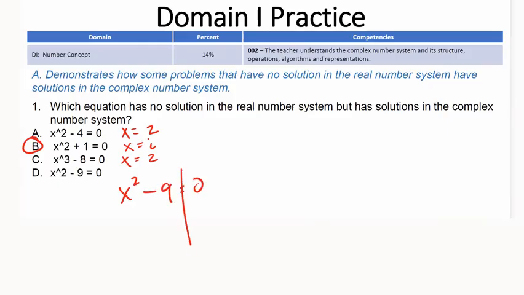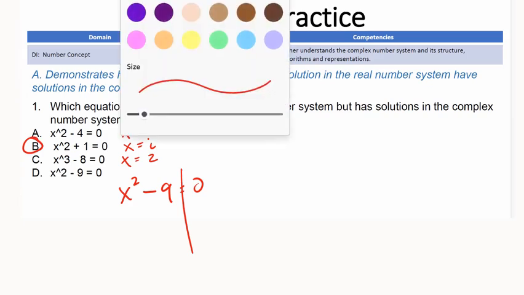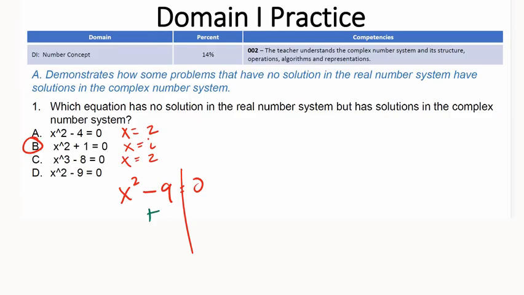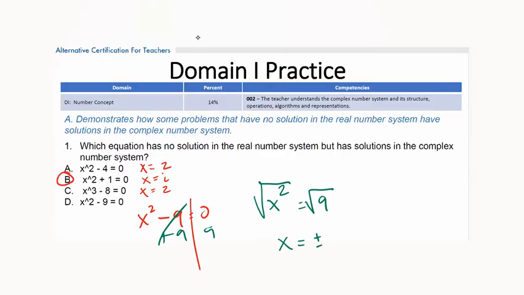Okay, help me. Solve for this. What's the next step I need to do? Add 9. Boom. x squared is equal to 9. How can I get rid of the square? Square root. x is plus and minus. Tell me what's the answer. 3. There's a value. Okay, so the answer is letter B.